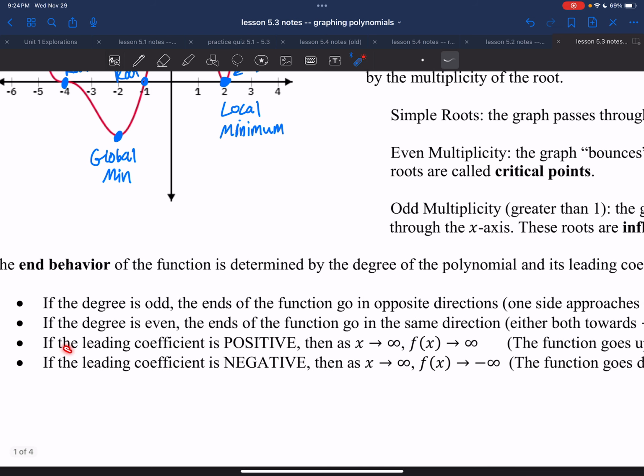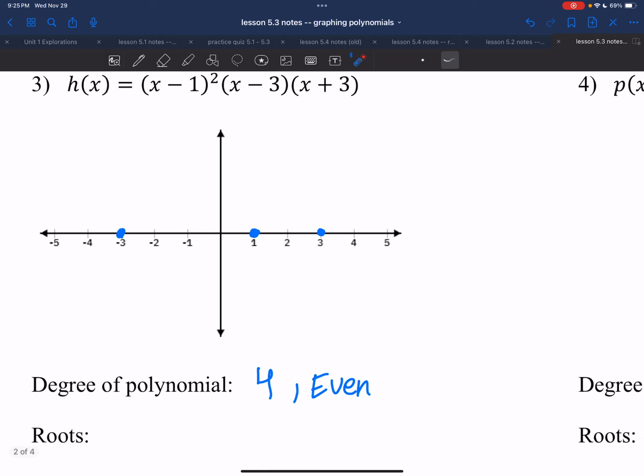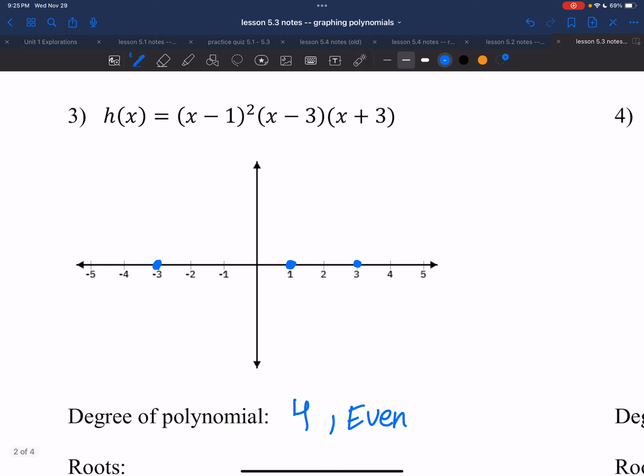If the leading coefficient is positive, then as x goes to infinity, f of x goes to infinity. Meaning, if it's positive, it goes up on the right side. In this case, the leading coefficient is positive 1, so the right side of the function will go up. I know this for sure. Yeah? And because it's even, the behavior on both ends will be the same. So up here, it'll also be pointing up.